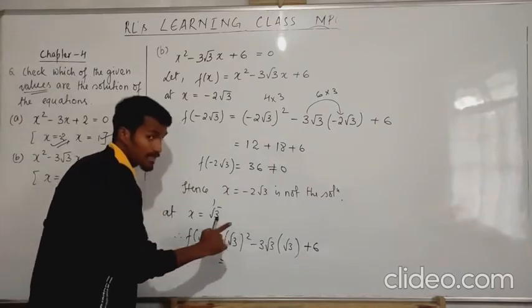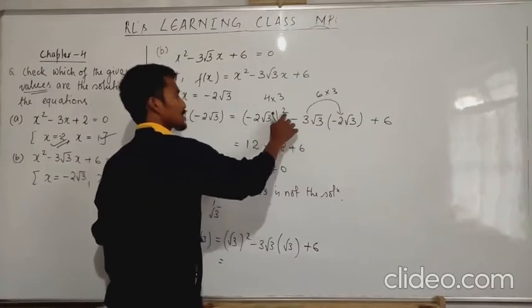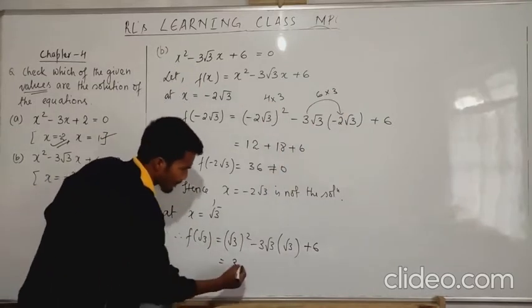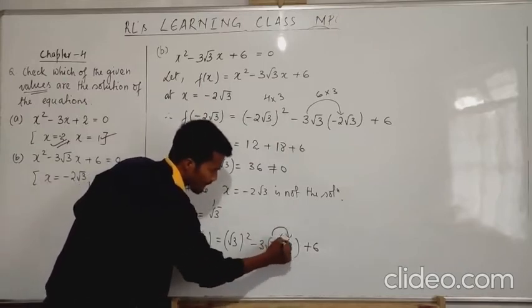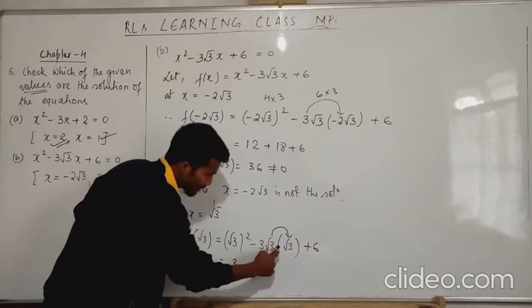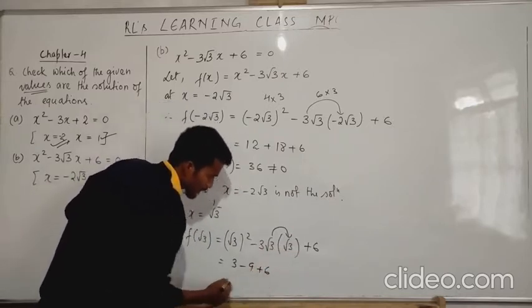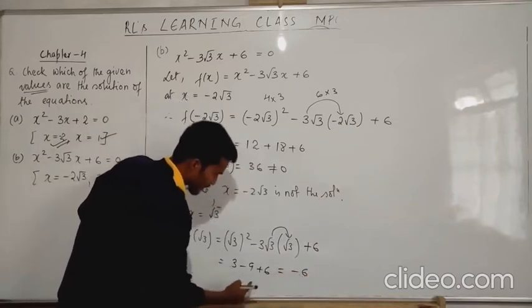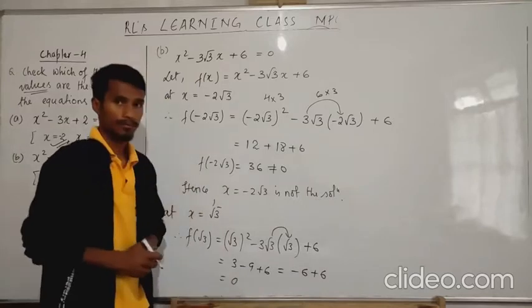Now root 3 whole thing squared, I told you how much we got? Root 3, 3. Then root 3 whole thing squared is 3. Then minus. Now root 3 into root 3, 3. Then 3 into 3 will be 9. Then plus 6. Then 3 minus 9, we got here minus 6. Then plus 6. Then we got 0.